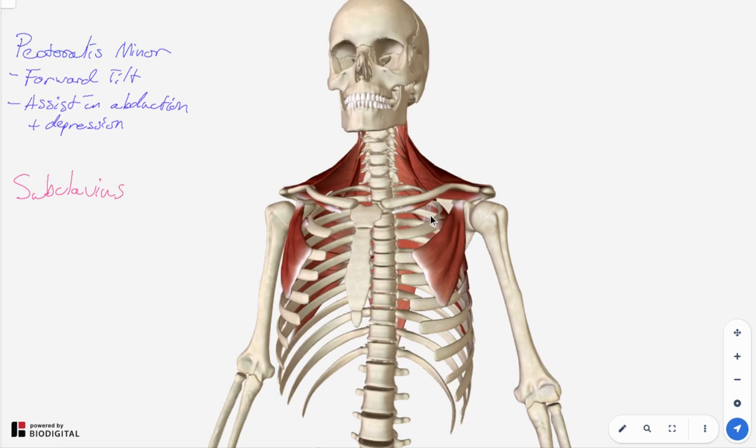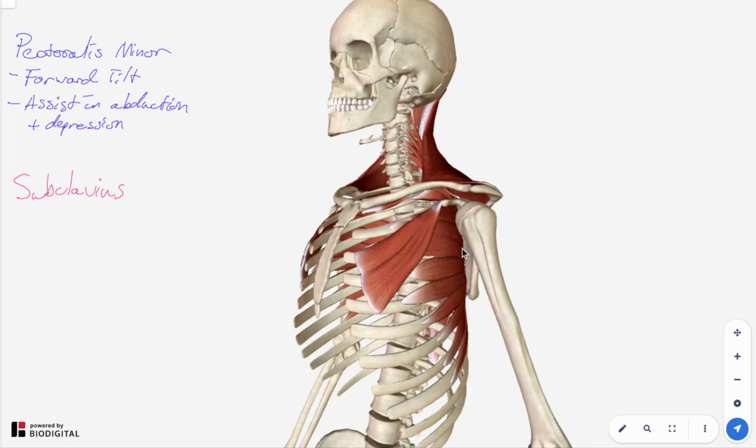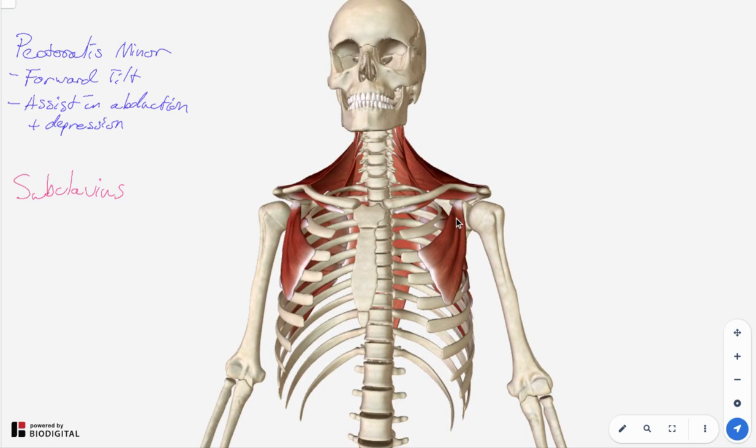And this should make sense given the attachment points. When this contracts, it's going to pull the scapula over the rib cage this way, and it can also keep it pulled down a little bit, and pull and abduct just a little bit.